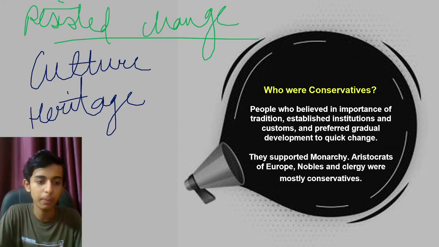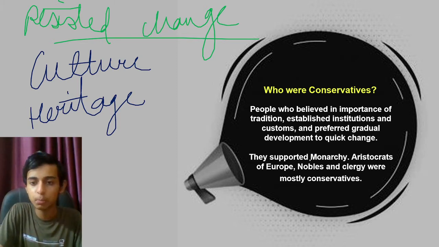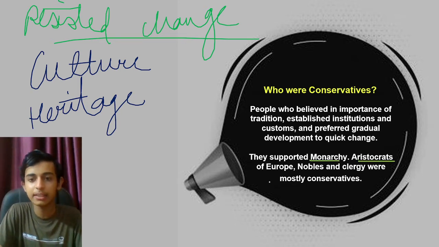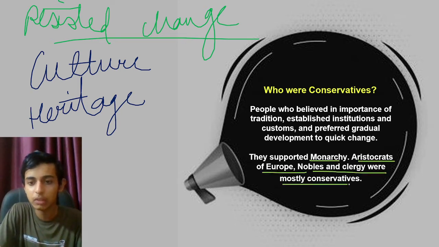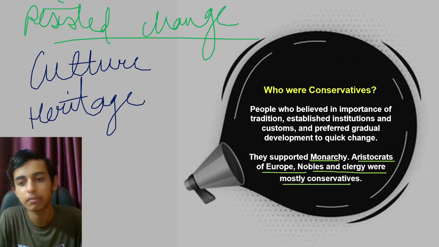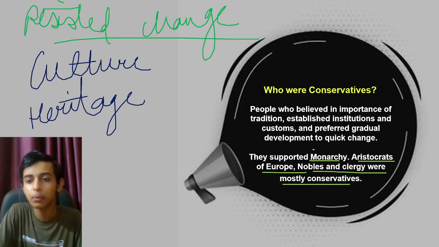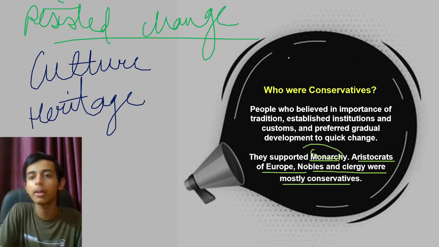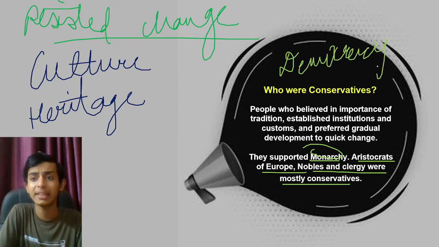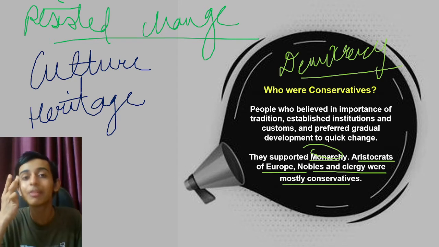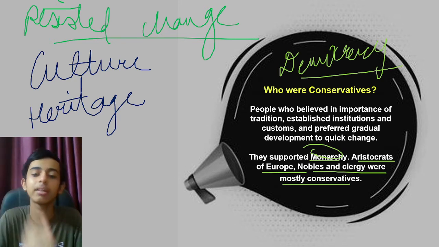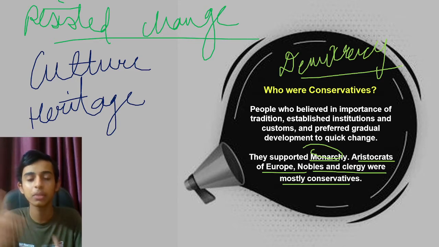One second, let me change my pen. See, they supported monarchy, aristocrats. Nobles and clergy of Europe were mostly conservatives. So first of all, they supported monarchy. They were against democracy because they wanted to be in power, right? If there is democracy, their power would be reduced.